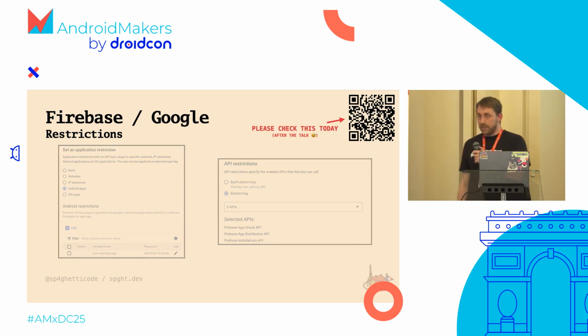If there's one takeaway today, it's to double check this, because I have worked at companies before, which will remain nameless, where I have checked and we have had totally unrestricted API keys for 10 years. So please do go and check that. You do need to do this, but please don't do it now because it'll be distracting.